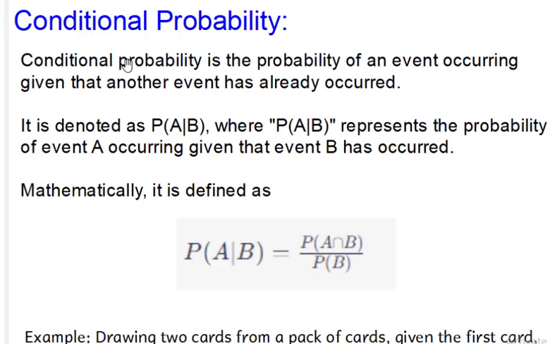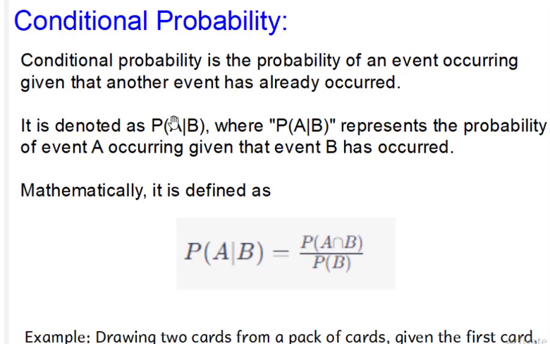Next we see conditional probability. Conditional probability is concerned with events which depend on each other. They are influencing each other. Conditional probability is the probability of an event occurring given that another event has already occurred. Suppose we have two events A and B, and we write P(A | B) with a vertical line. What does this mean? It means probability of A given B.